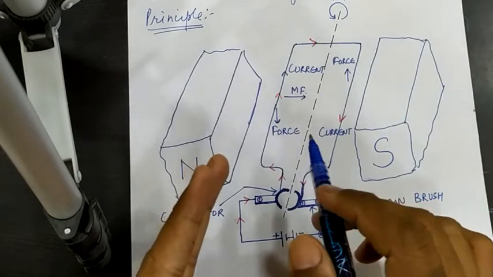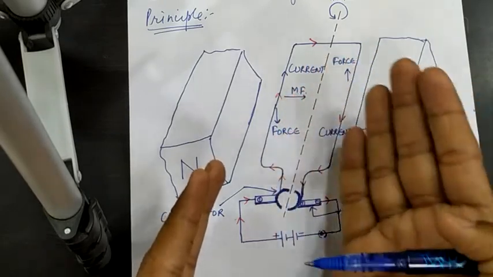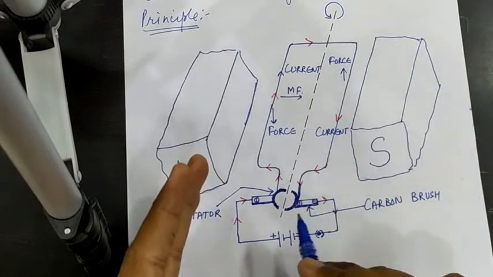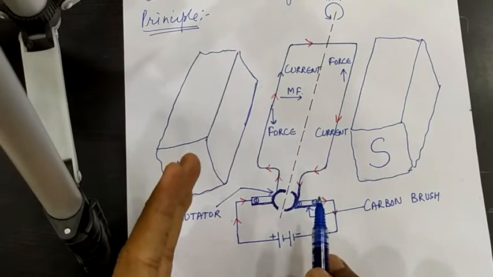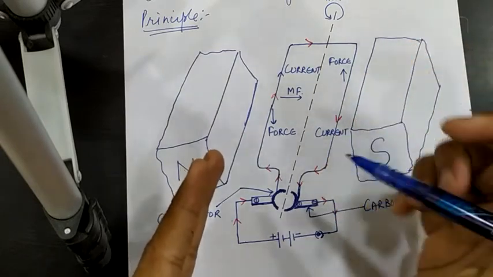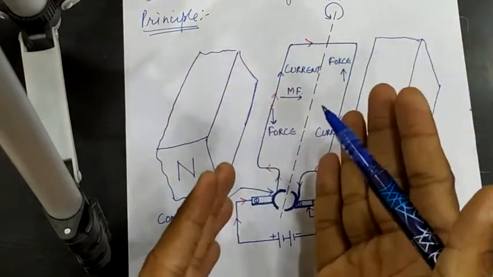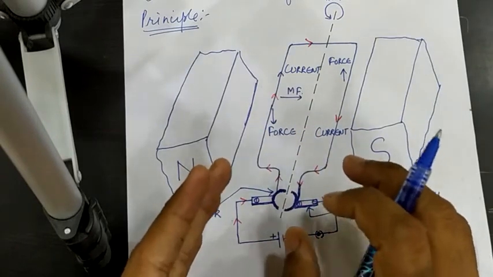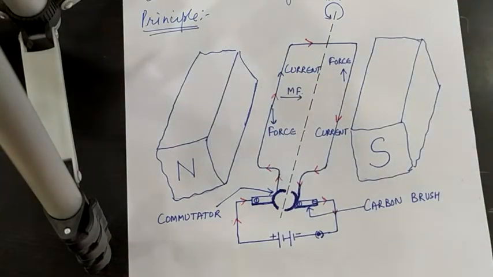Got it? So after half rotation, when the coil goes beyond this vertical position, the position will be interchanged, and the two commutator half rings automatically change their places from one brush to another. And this will reverse the direction of current in the coil. The reversing of current in the coil is repeated after every half rotation, due to which the coil continues to rotate as long as the current is passing from the battery. Got it? So this is how the electric motor works.